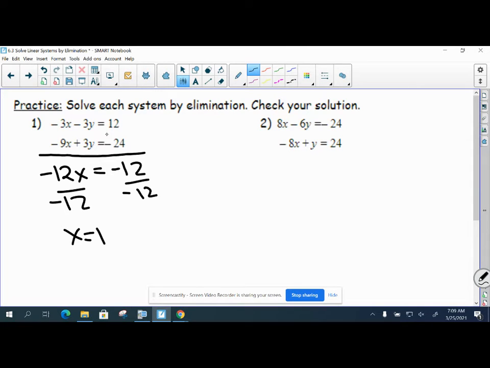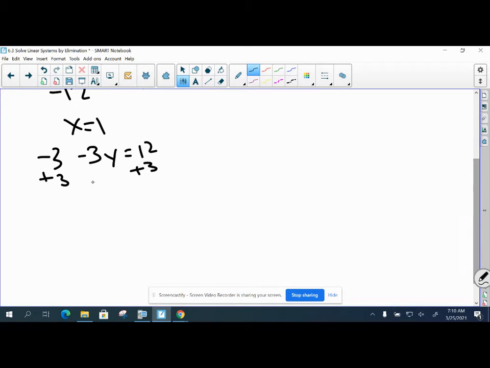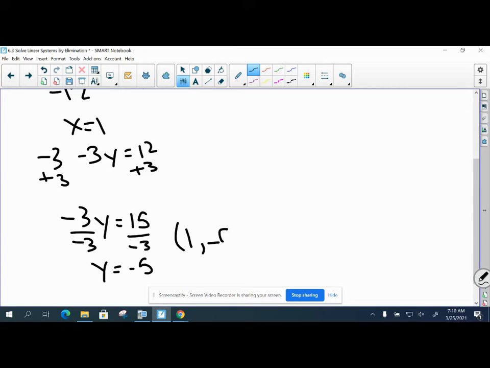Now, it doesn't matter which equation you choose, but I'm going to choose the easier one, which would be the first equation because the numbers are smaller. So I'll do -3 times 1, which is just -3, minus 3y equals 12, and then add 3 to the 12. So that gives us -3y equals 15, divide by -3, and you get y equals -5. So then our solution would be (1, -5).